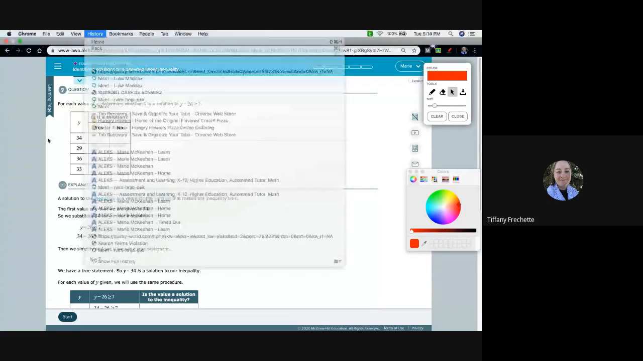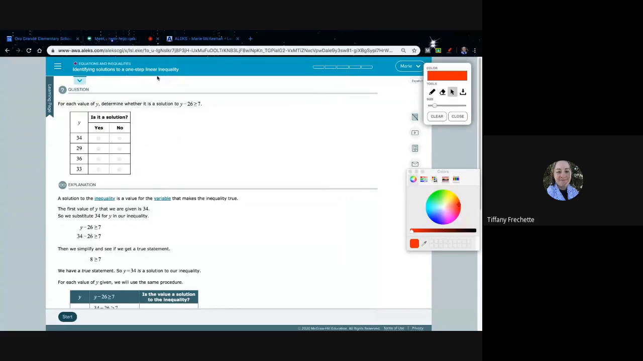Identifying solutions to a one-step linear inequality. All right, so this topic is new for this week because now we're dealing with an inequality sign instead of an equal sign. Instead of saying the left side equals the right side, we're saying the left side is greater than or less than the right side. So there's an inequality there. It's not equal to it. It's either greater than or less than.